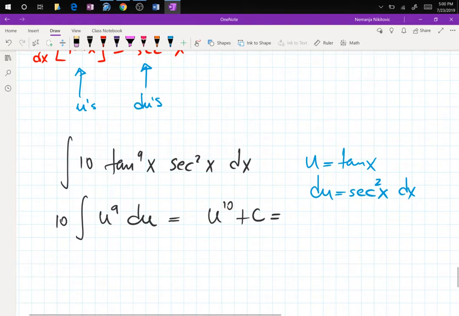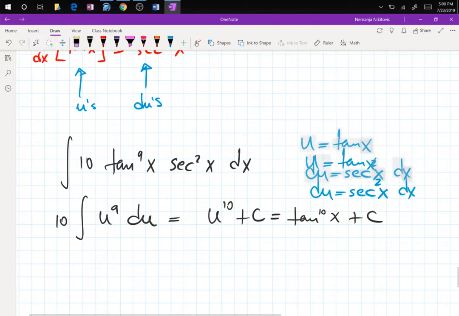And now first we put back into tangent. So tangent to the 10th power x plus c. So that's our answer.